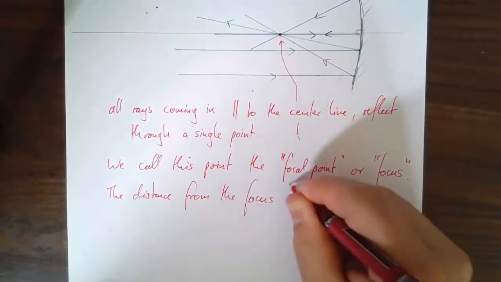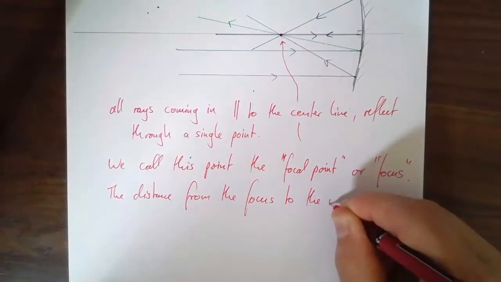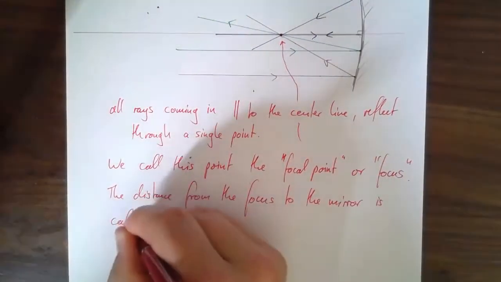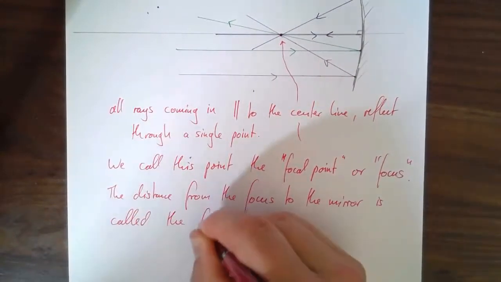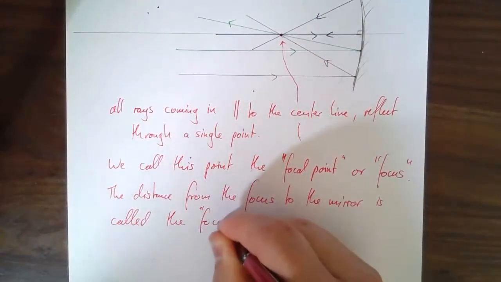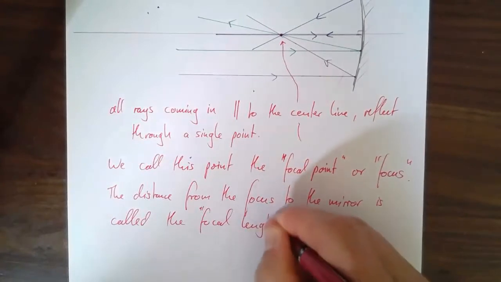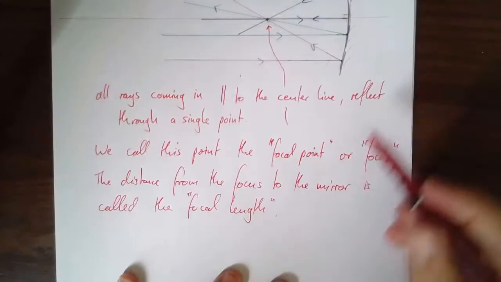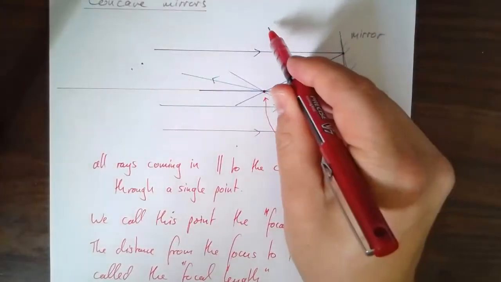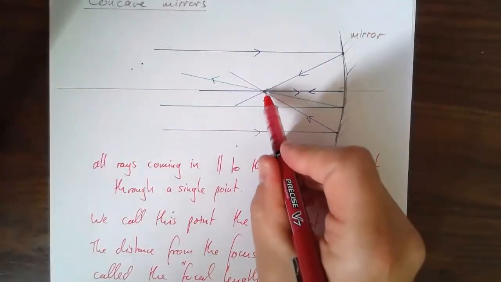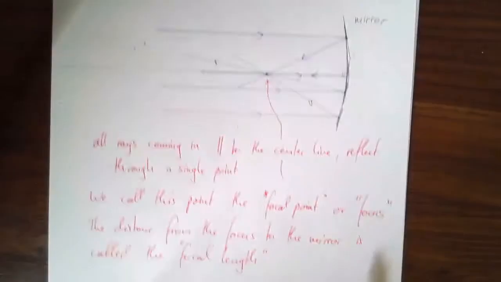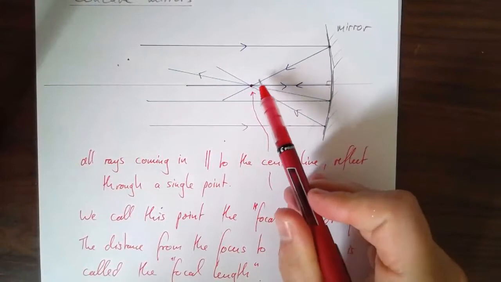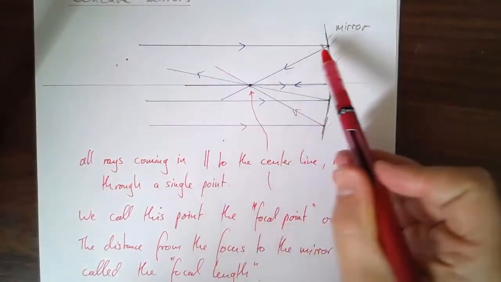From the focus to the mirror is called the focal length. So the distance from here to here, focal length, from this point to there. What you can show is that the focal length is half the radius of the mirror.